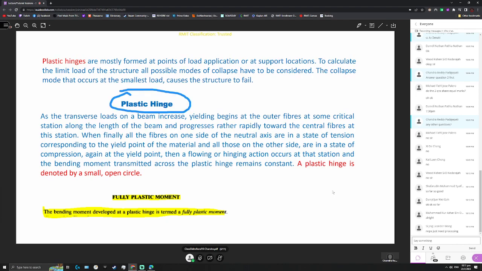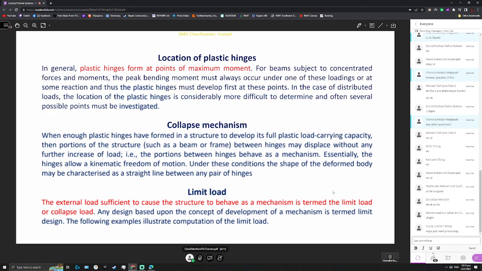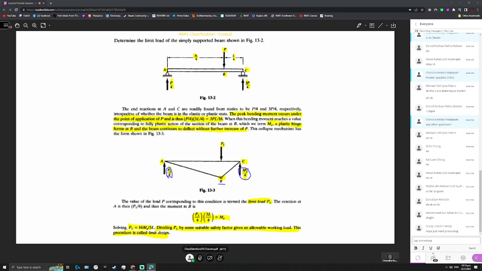Generally, plastic hinges are formed at points of load application and at support locations. Whenever a structure is subjected to loads and undergoes plastic deformation, these plastic hinges develop, and we need to identify them. So what is a plastic hinge? Plastic hinges form at points of maximum moment. We study the load acting when the material is undergoing plastic movement. That limit load is called the plastic load. When the mechanism is undergoing plastic movement, the load acting on it is the plastic load.